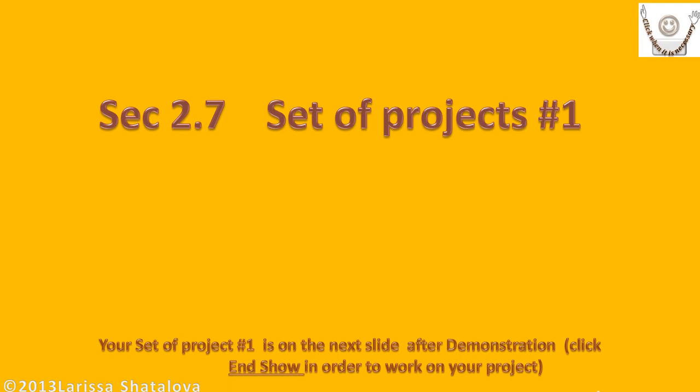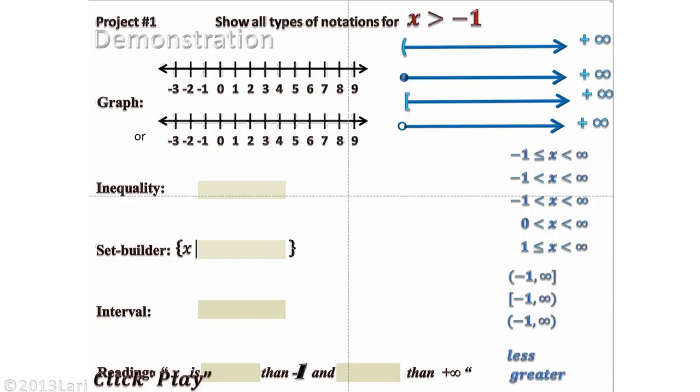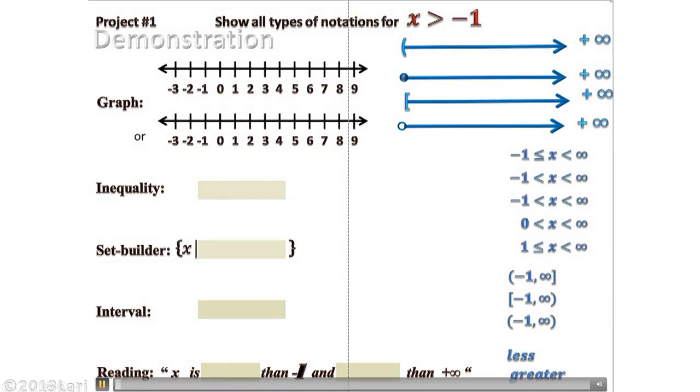Your set of project number 1 is on the next slide after the demonstration. Click and show in order to work on your project after the demonstration. To see the demonstration on the next slide, click play on the bottom of the screen to begin viewing the demonstration for set of project number 1, type of notation. All projects you have to do manually. This is why before you start your project you have to click and show and follow directions. This is the demonstration for project number 1.